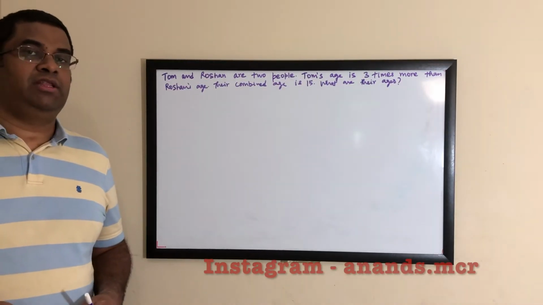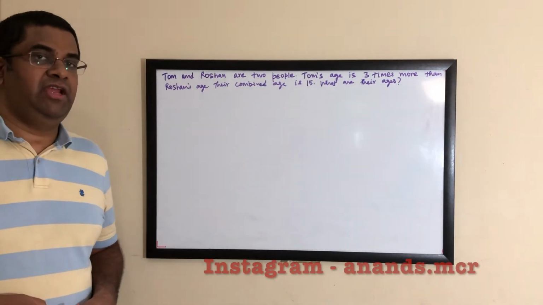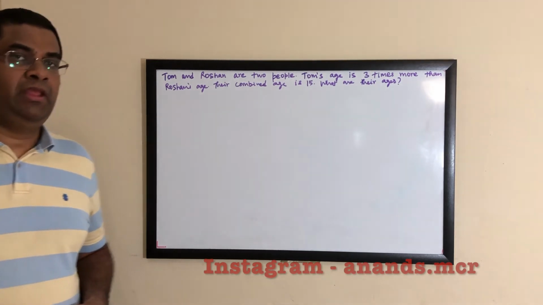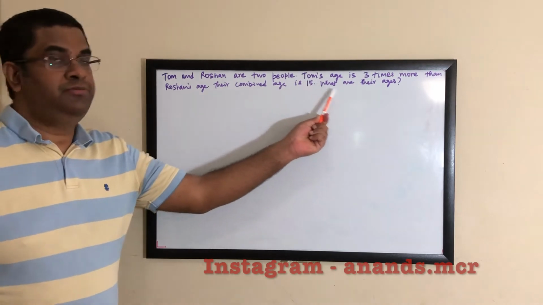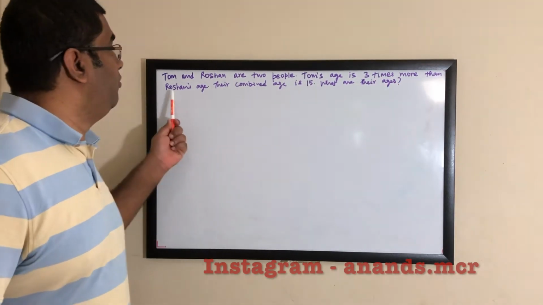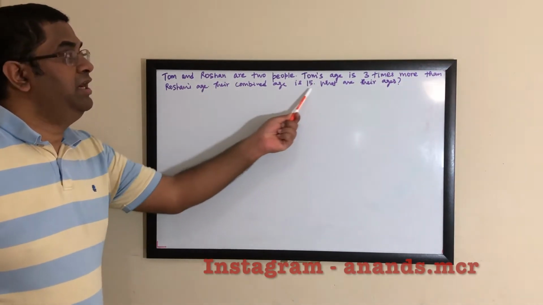Now let us look at the second problem, which is a slight variation of the first problem that we did. Let me read it out. Tom and Roshan are two people. Tom's age is 3 times more than Roshan's age. The combined age is 15.